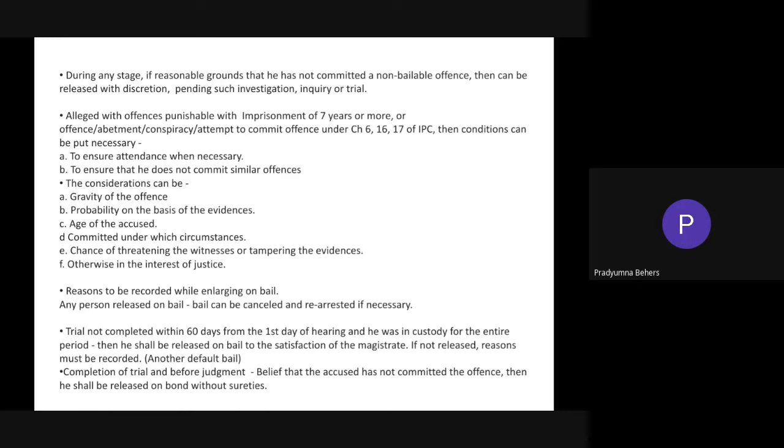Another important provision, which I will also take into the section of default bail that we'll discuss later, is that if trial is not completed within 60 days from the first day of hearing and the accused was in custody for the entire period from the day of the first hearing, and the trial has not actually commenced within 60 days, then he shall be released on bail to the satisfaction of the magistrate. And if he is not released, then the reasons must be recorded.